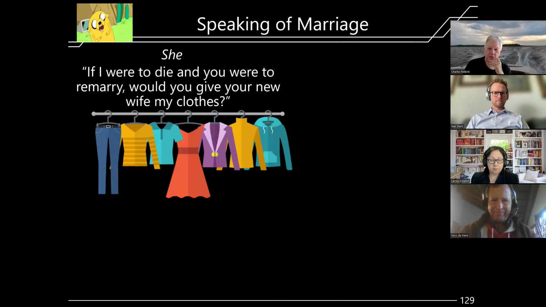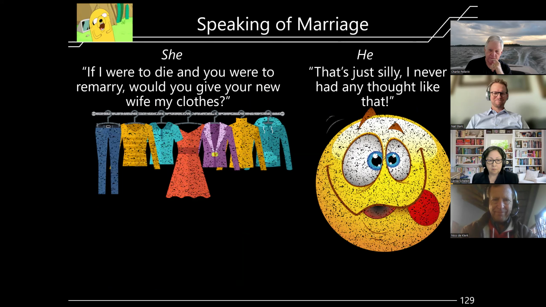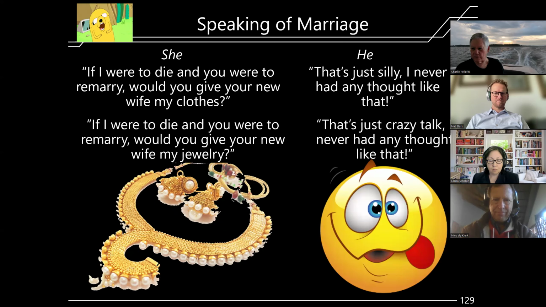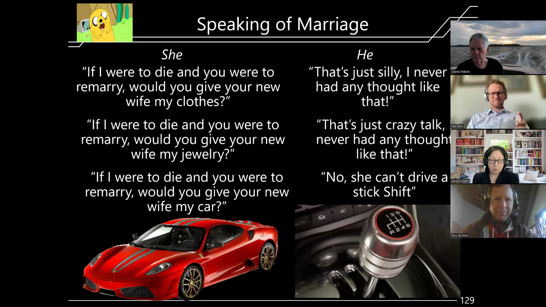So speaking of marriage, she said, if I were to die and you were to be married, would you give your new wife my clothes? Oh, that's just silly. I never had any thought like that. I don't know where that came from. That's crazy. A little while later, she said, if I were to die and you were to be married, would you give your new wife my jewelry? Oh, that's such crazy talk. I never gave this any thought, whatever. So a little later, if I were to die and you were to be married, would you give your new wife my car? No, she can't drive a stick shift.